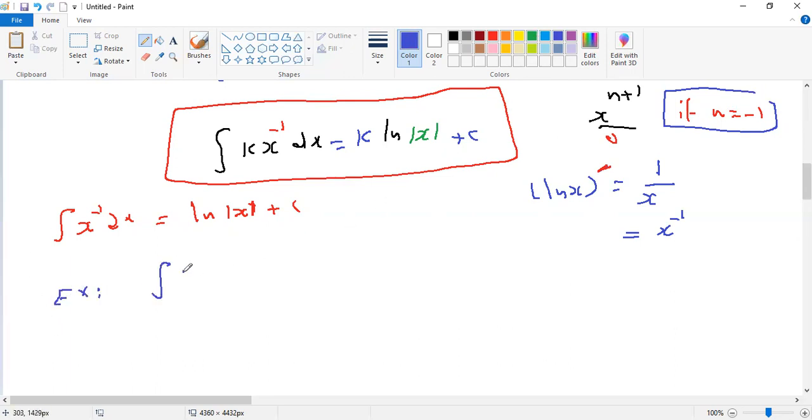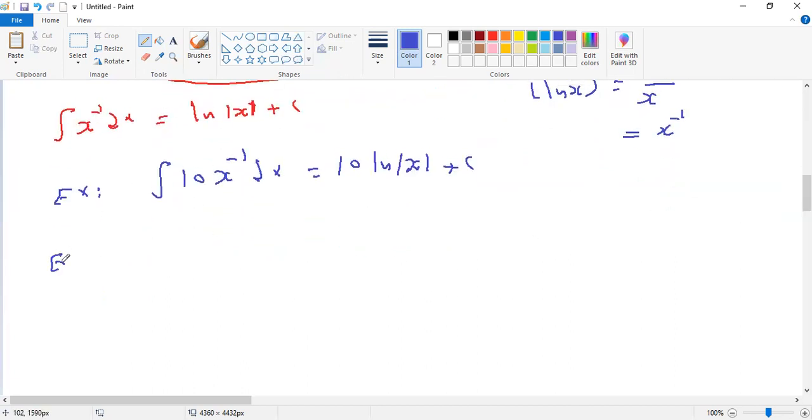Let us say I have the integral of 10x to the power -1 dx. We can't add 1, because that would give 0 in the denominator. It is the derivative of ln, so the answer is 10 ln absolute value of x plus c. That is the answer. Another example.